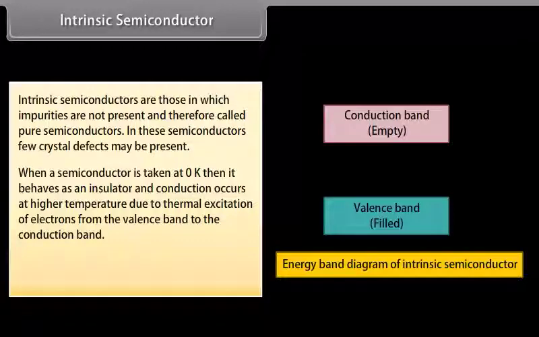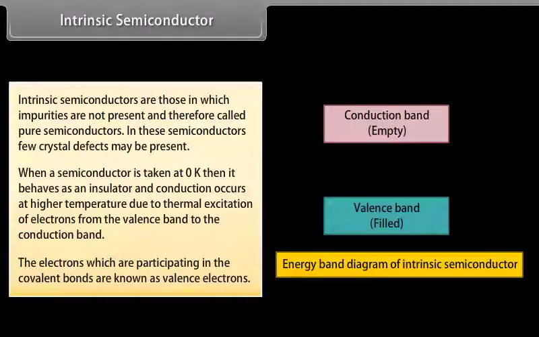For example, germanium and silicon. Let us consider silicon, which has 4 valence electrons. In order to gain stability, it has to make 4 covalent bonds. The electrons which are participating in the covalent bonds are known as valence electrons.